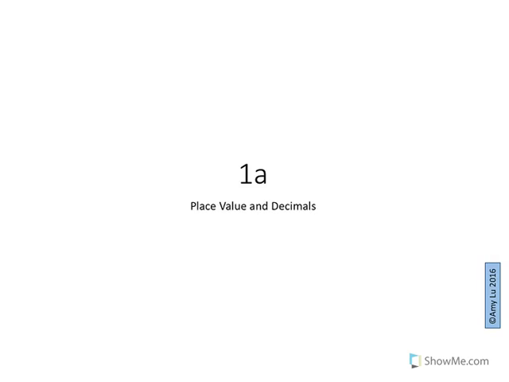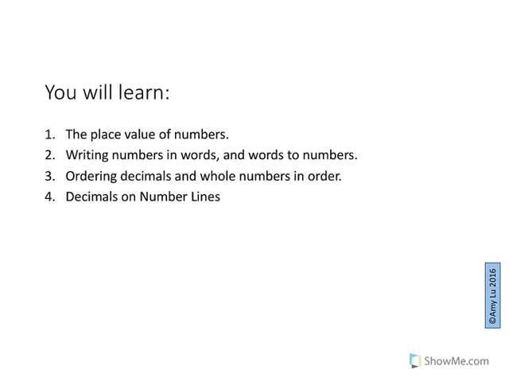So this is chapter 1A on place value and decimals. In this chapter, we will learn the place value of numbers. Number 2, writing numbers in words and words to numbers. Number 3, ordering your decimals and whole numbers in order, and understanding the placement of decimals on a number line.